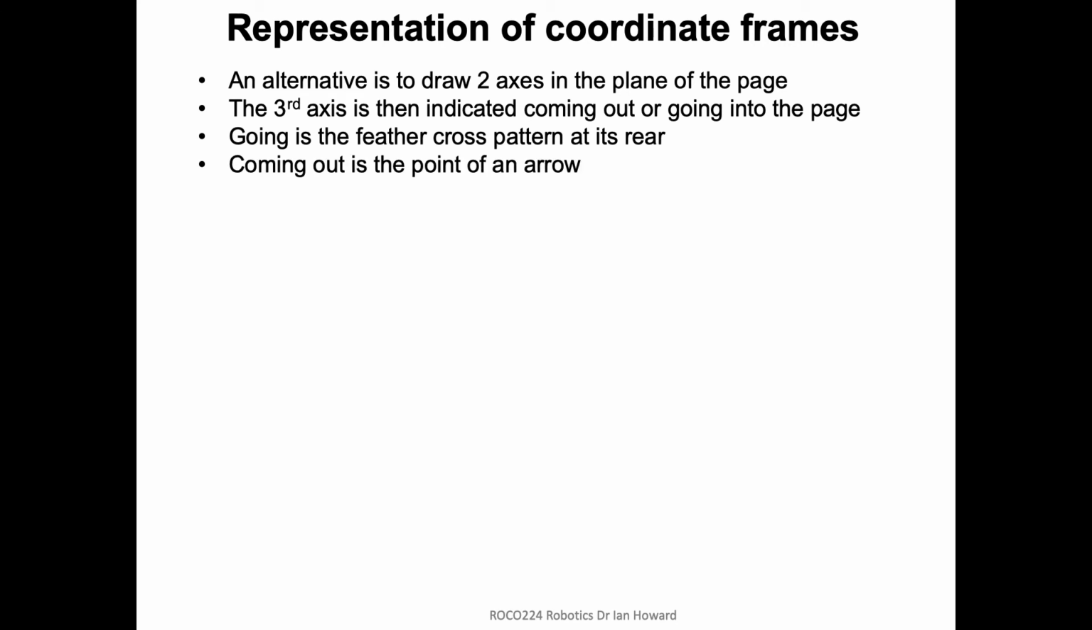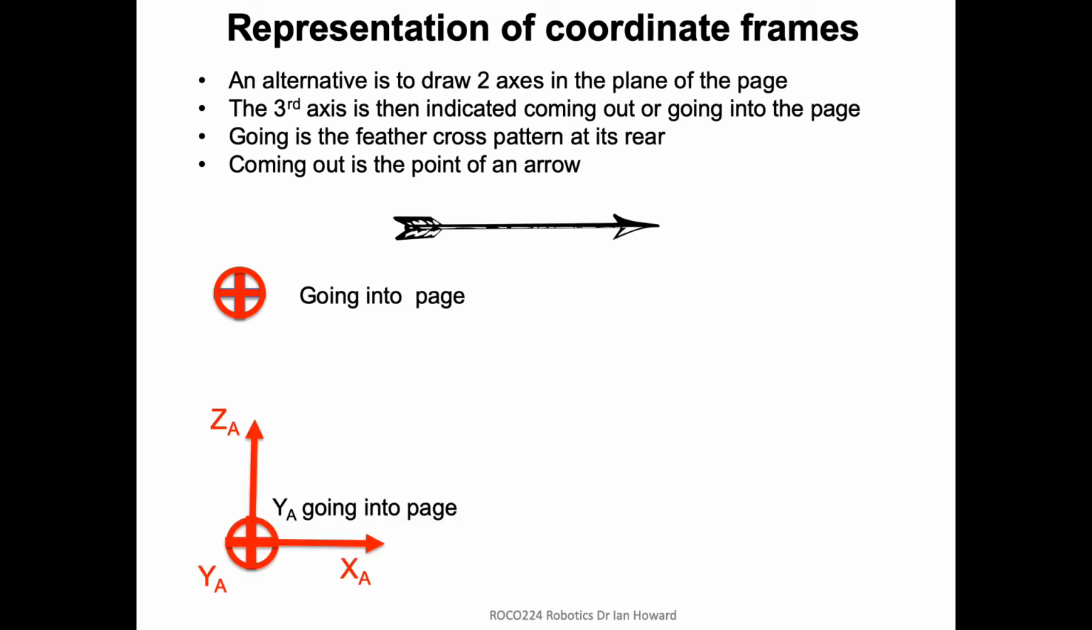So let's think about what an arrow looks like. It's got a feather at the back and a point at the front. If we're looking at the back and the arrow is going away from us, into the page, we'd see this cross at the back of it. So we can represent our original frame as x going to the right, z going up, and y going into the page, using the back of the arrow to show it's going into the page.